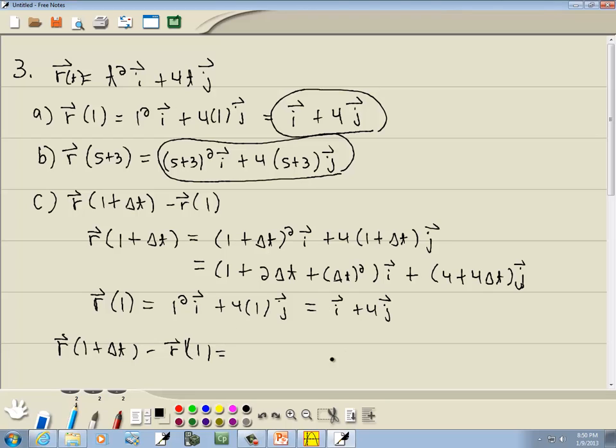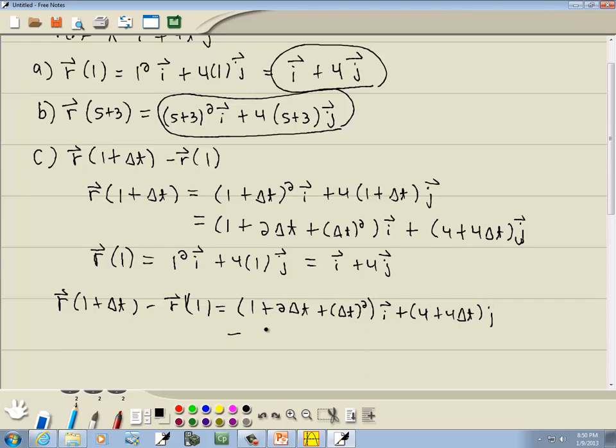so we're going to take all of this. So we got 1 plus 2 delta t plus delta t squared i, plus 4 plus 4 delta t j, minus, and then I'll put it inside of parentheses because the minus has to affect both of these, i plus 4j.